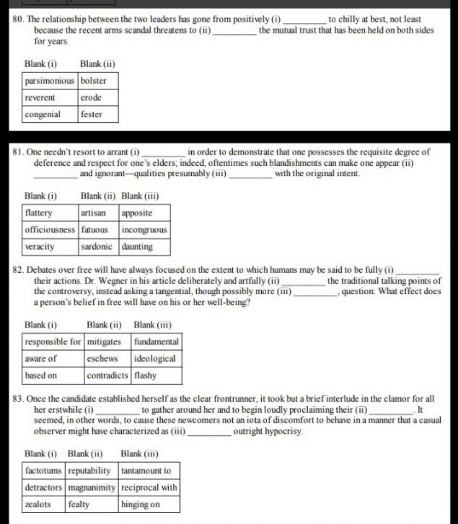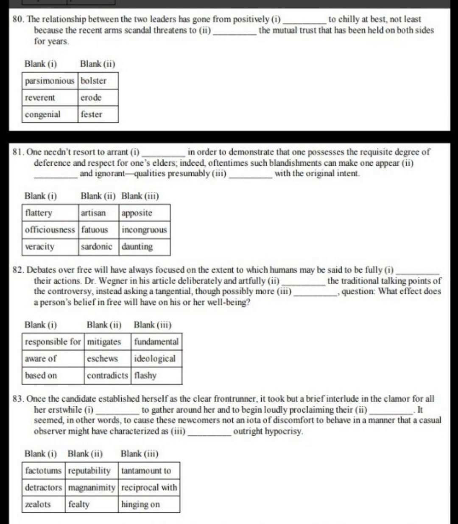Hinging on, depending on. Now let's say, once the candidate established herself as the clear front runner, it took but a brief interlude, which means an interval, in the clamor. Clamor means loud noise, disorder, chaos. For all her erstwhile, which means former, detractors. So all her erstwhile former detractors, earlier there were people who were criticizing her, but now she has established herself as the clear front runner. That means she's going to win the election. And then what did they do?